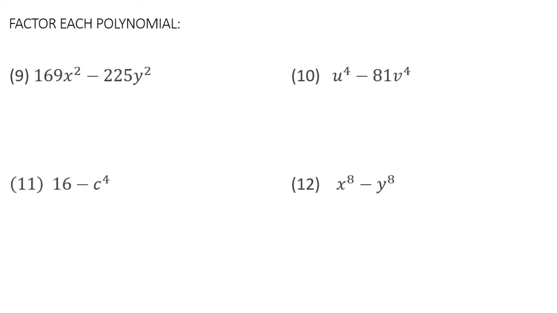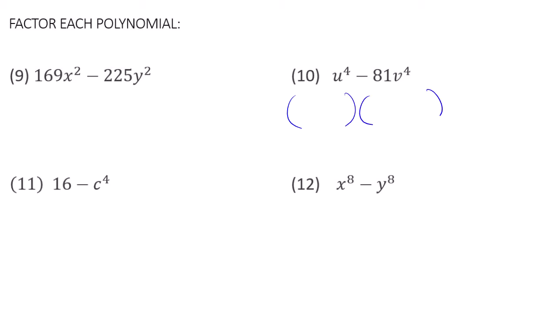All right, let me show you some with some higher exponents, right? So here we have u to the 4th. So u to the 4th is a perfect square because it has an even exponent, okay? So this is a perfect square. This is a perfect square. And I'm subtracting them, right? So it's a difference of 2 squares.